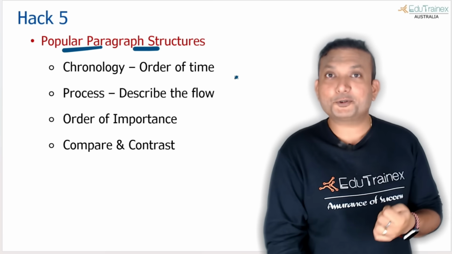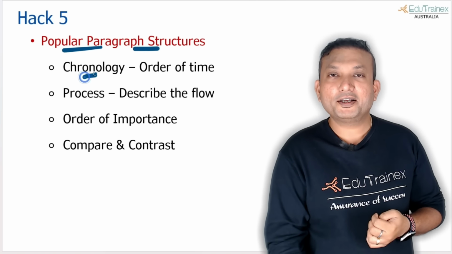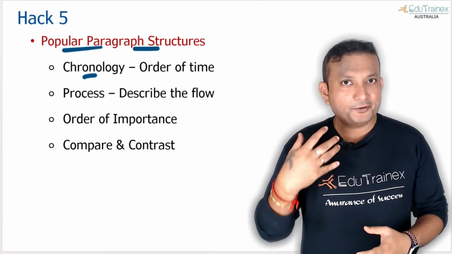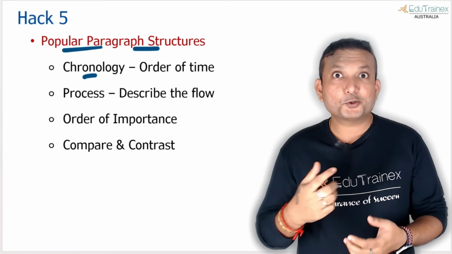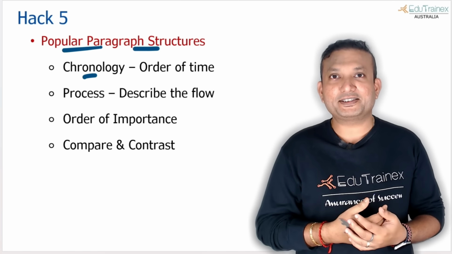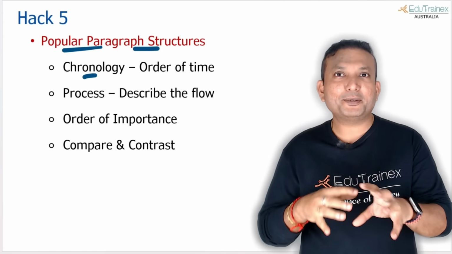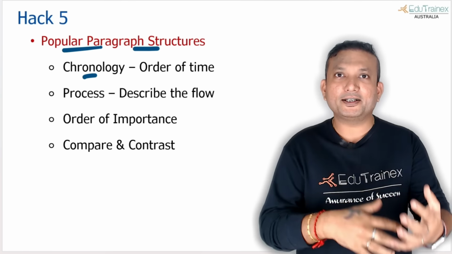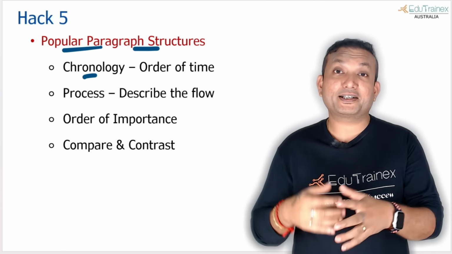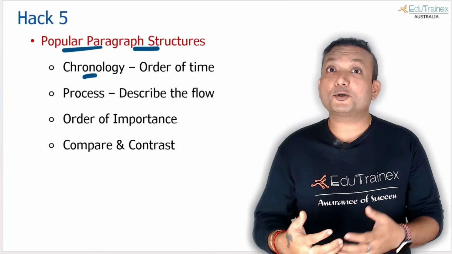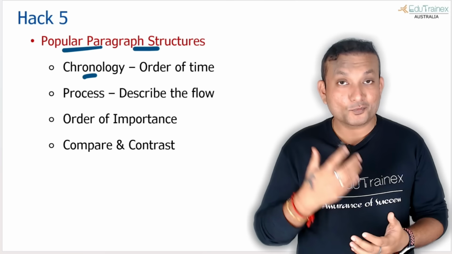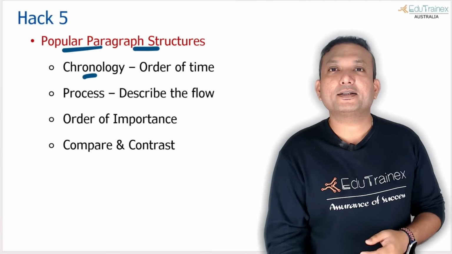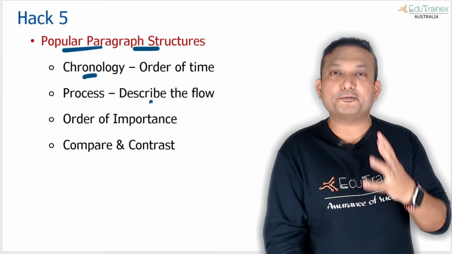There are 4 in total. First of all, the chronology. It will give you paragraphs which have some dates or years and you have to find the sequence. So again, it will tell you a story about something that started here, then it progressed. It can talk about wars, people, or any historical events. Chronology, order of time. That is one of the popular paragraph structures that we have seen.